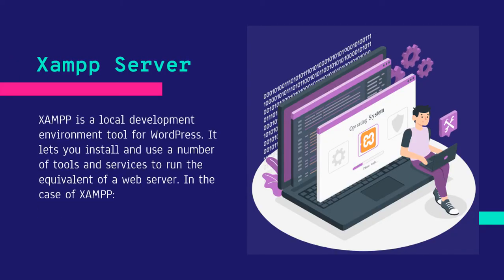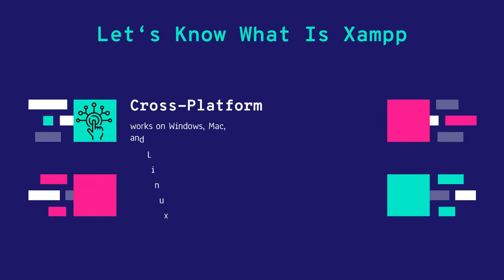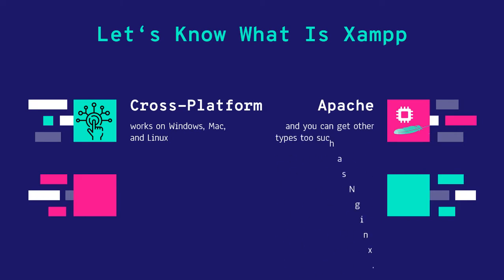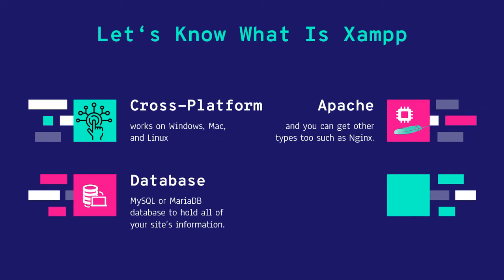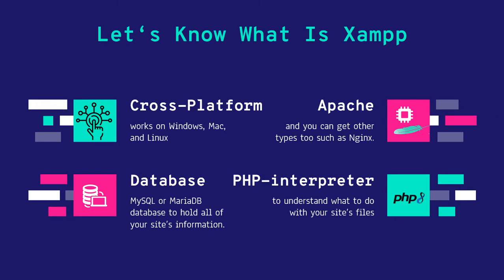Well, as of now, we have found the requirements for running WordPress. Now it's time to meet the platform. For Windows, Xampp is the most popular stack for development. Let's know what Xampp is. In a nutshell, Xampp is a local development environment tool for WordPress. It lets you install and use a number of tools and services to run the equivalent of a web server. In the case of Xampp, it's a cross-platform tool that works on Windows, Mac, and Linux. The server itself is an Apache type, and you can get other types too, such as Nginx. You add a MySQL or MariaDB database to hold all of your site's information. Xampp uses the PHP interpreter to understand what to do with your site's files.